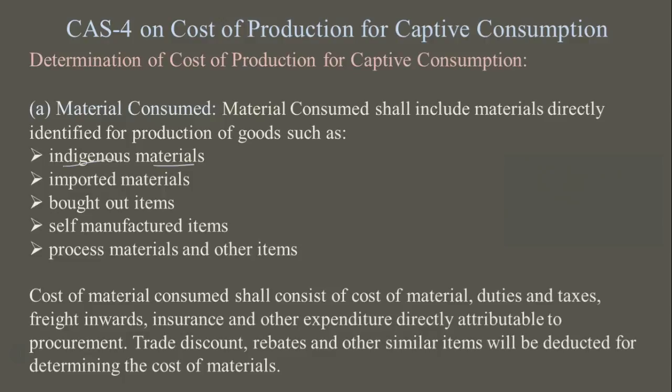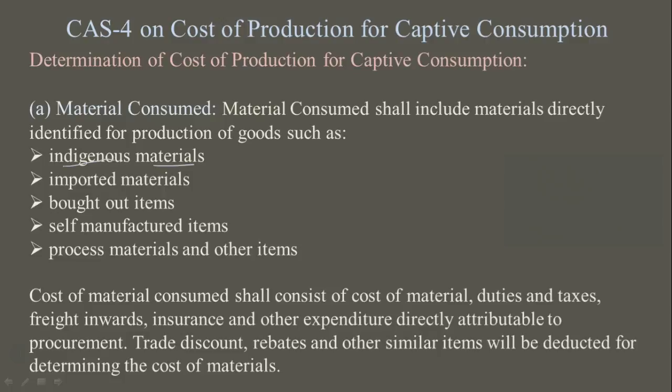Then if there are any bought out items which we are purchasing, we have to include that also. Then self-manufactured items. If we are manufacturing any goods which are used as material consumed, then it should also form part of material consumed. And then any processed materials and other items should also be part of material consumed.